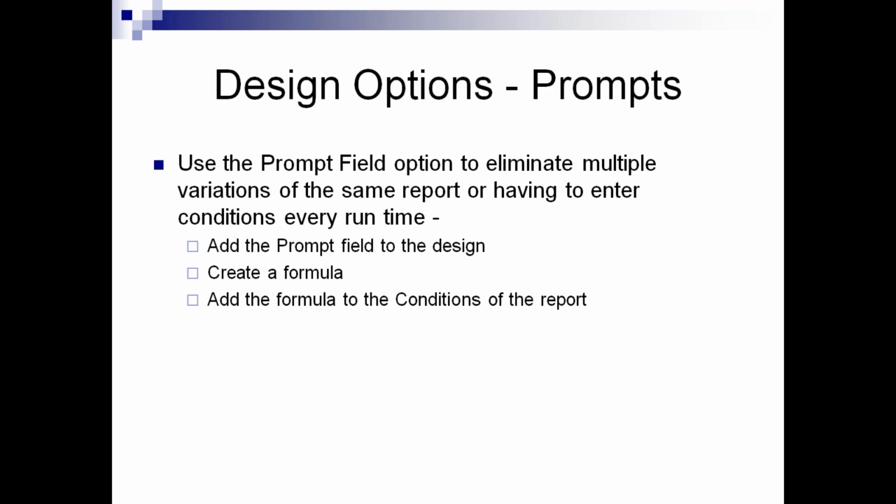So there's 3 parts to this. We're going to first add the prompt to the design. Then we're going to create a formula that will do the equal to, not equal to, greater than, using that prompt field in conjunction with another field in a record in this report. And then we're going to add that formula to the conditions area of the report. All right. So let's go through all of the stages here.